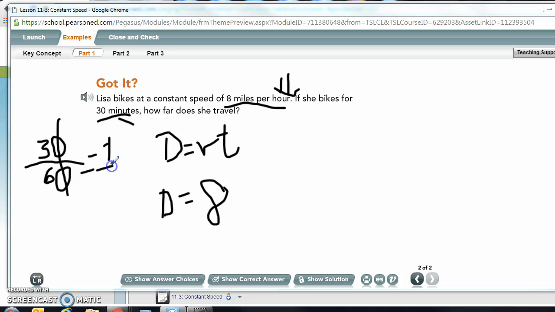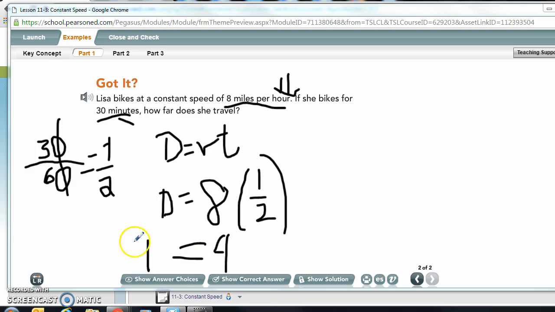So what I can actually end up doing here, guys, is I can say, okay, well, my distance I don't know, my speed, or my rate, was 8 miles per hour, and my time was 30 minutes out of 60 total minutes, because I'm comparing it now to my hour, and that will simplify down to 1/2. So what is 8 multiplied by 1/2? Well, half of 8 is 4, so I know that my distance must be 4. So how far did she go? On her bike, she went 4 miles. Go ahead and copy this down.